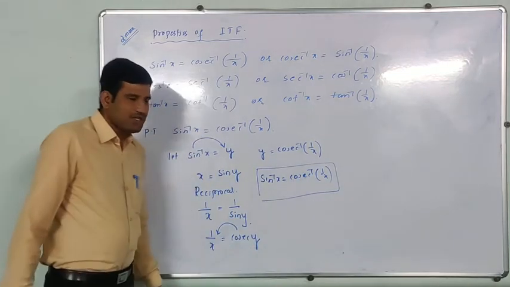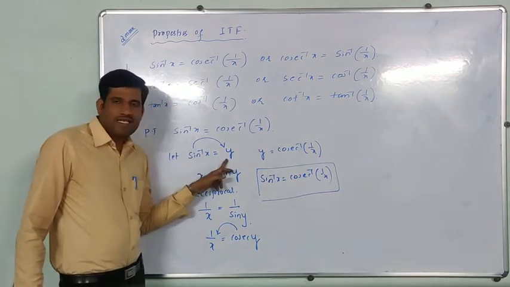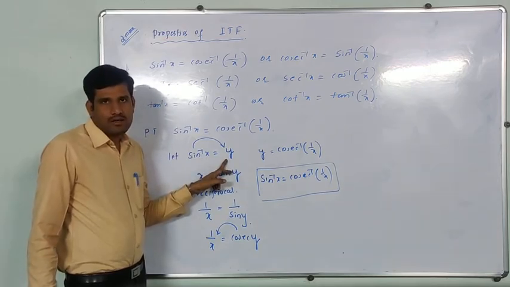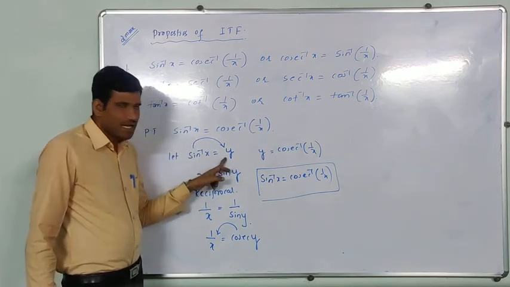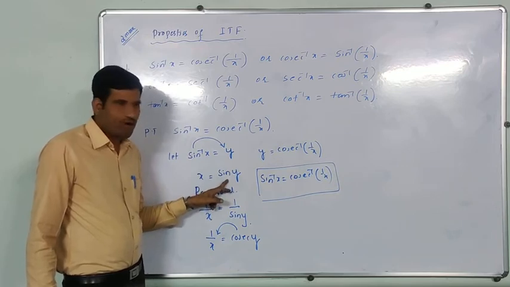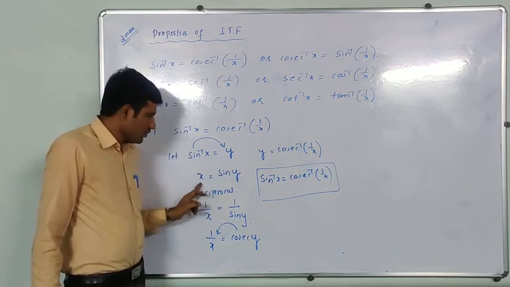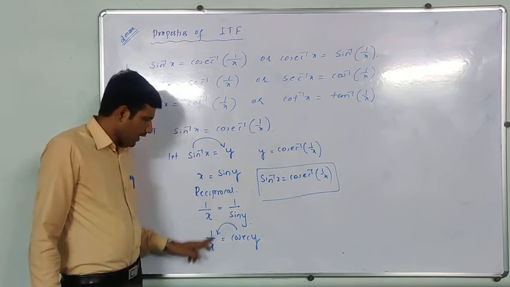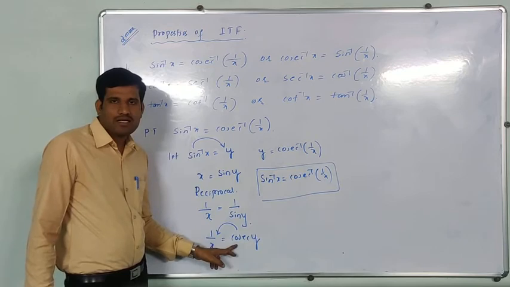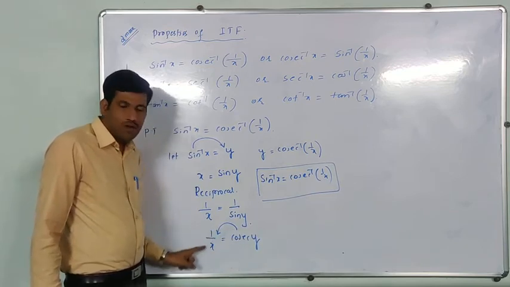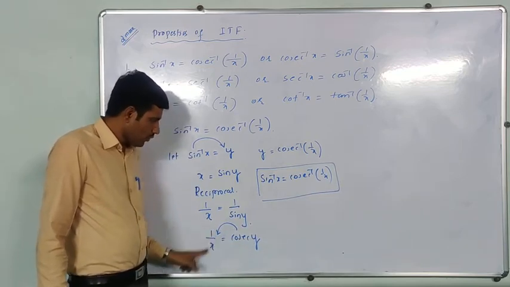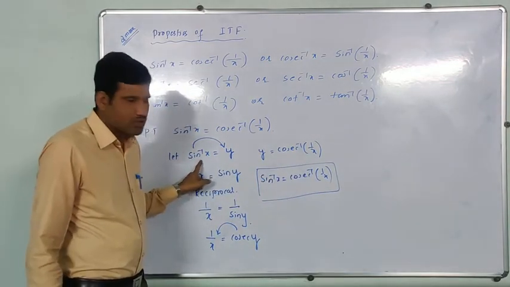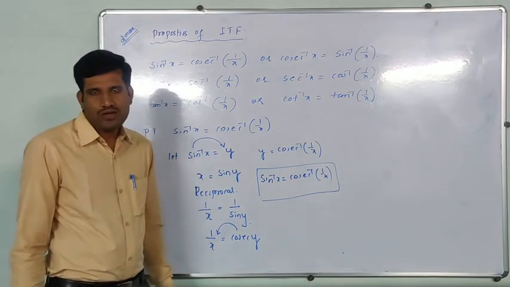See friends, it is very easy. You have to take sine inverse of x as y. Then x is equal to sine y. Then make it reciprocal on both sides: x becomes 1 by x, and sine y becomes 1 by sine y. So 1 by x is equal to cosec y. Then take the cosec to the left hand side, so y is equal to cosec inverse of 1 by x. And y is sine inverse x. Therefore sine inverse x is equal to cosec inverse of 1 by x.